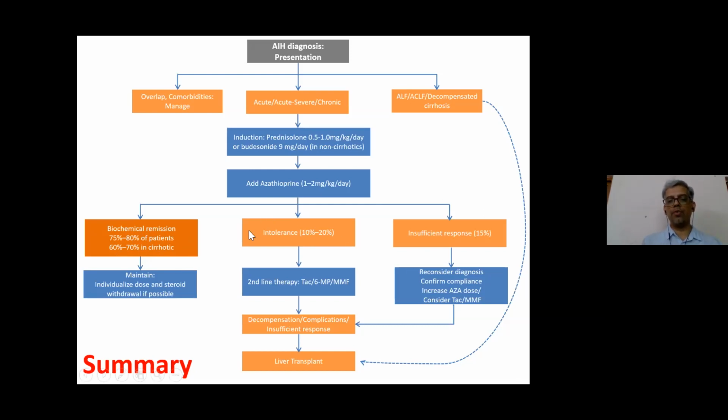If you've got a patient who's intolerant, think about second-line drugs as an option. If a patient doesn't respond, gets complications, decompensation, or has an insufficient response, transplant is an option. If you have an insufficient response, which may happen in almost 15 to 20% of your patients, always reconsider whether your diagnosis is correct or not. Confirm compliance with the patient. You can consider hiking up the dose of AZA or consider second-line drugs. And if you still do not have a response and the patient gets complications, think about transplant as an option.